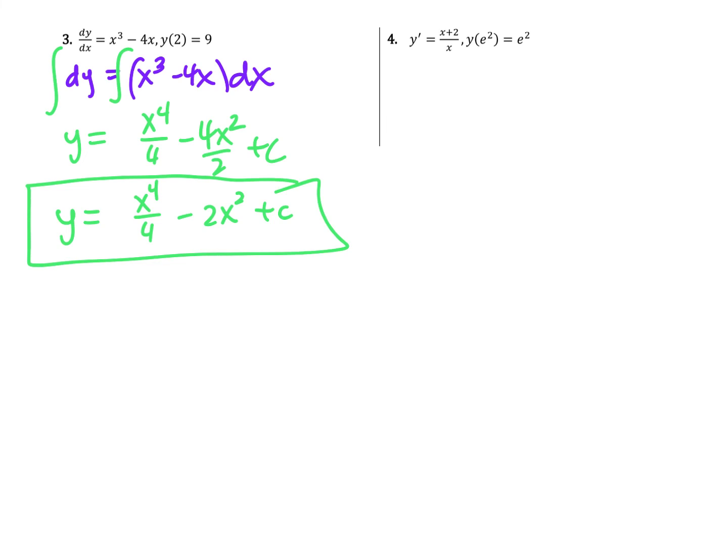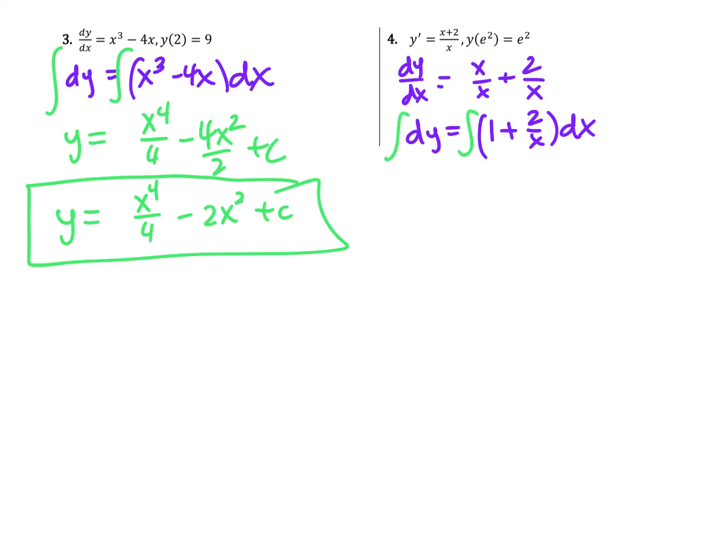For number 4, I'm going to rewrite dy/dx equals, and I'm actually going to split this into two fractions, only because I know that when I get to integration on both sides, it's going to make my life much easier to not have this sort of quotient rule looking function, to have this division. So I'm going to multiply both sides by dx. x over x is 1, so 1 plus 2 over x dx.